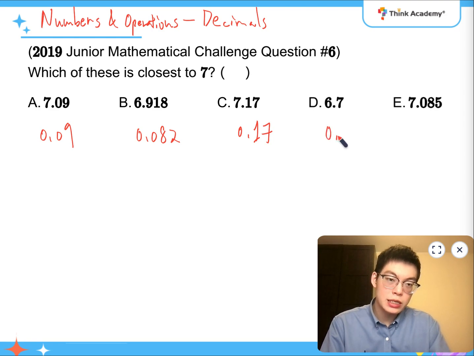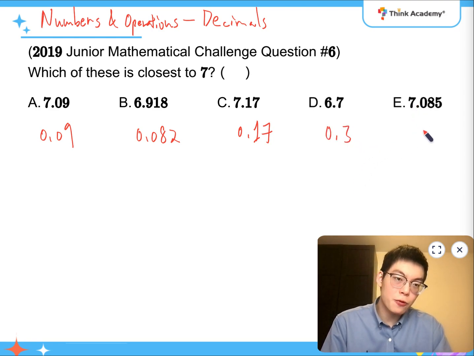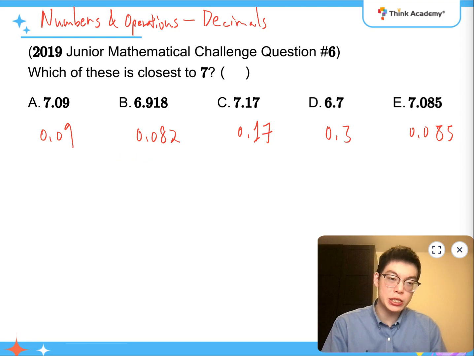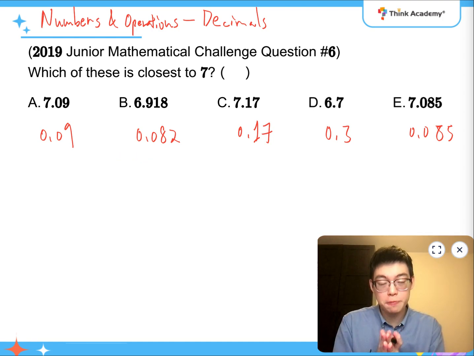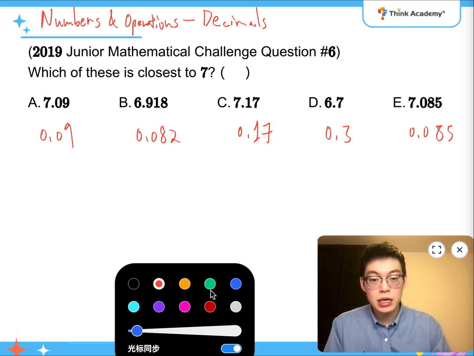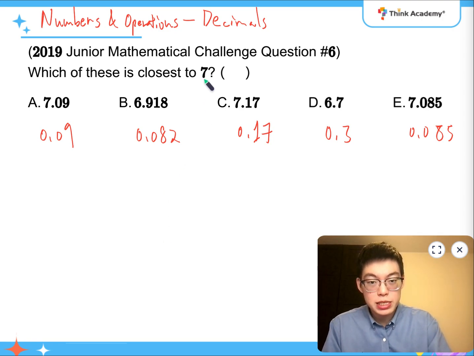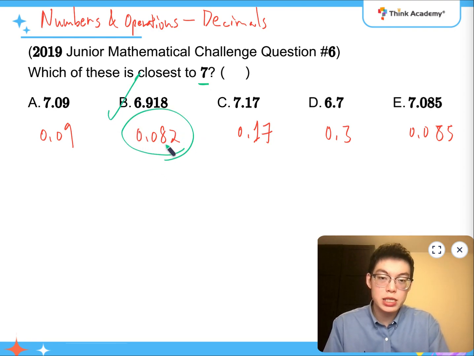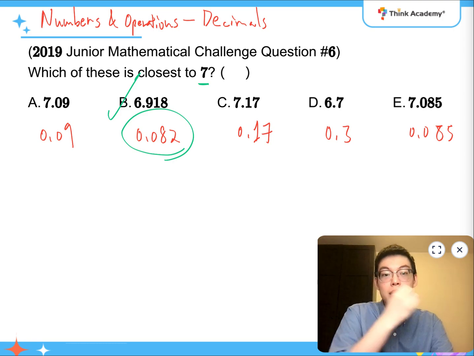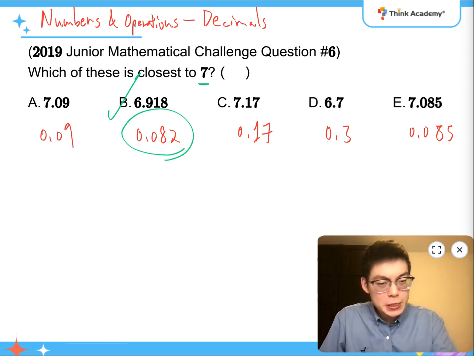The fourth one, 0.3. The fifth one, 0.085. So now you just need to compare the 5 differences and see which one of them is the smallest. The smallest difference means that it is definitely going to be the closest to number 7, right? So the smallest one, 0.082, corresponds to B. So B is going to be the answer for question number 6, okay? So that's it for question 6.